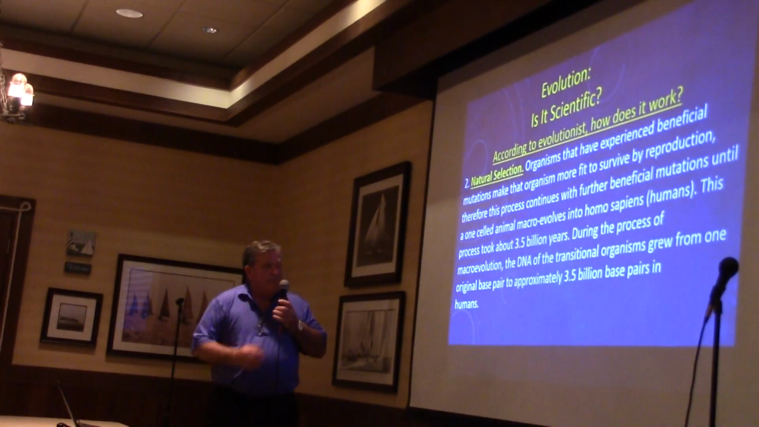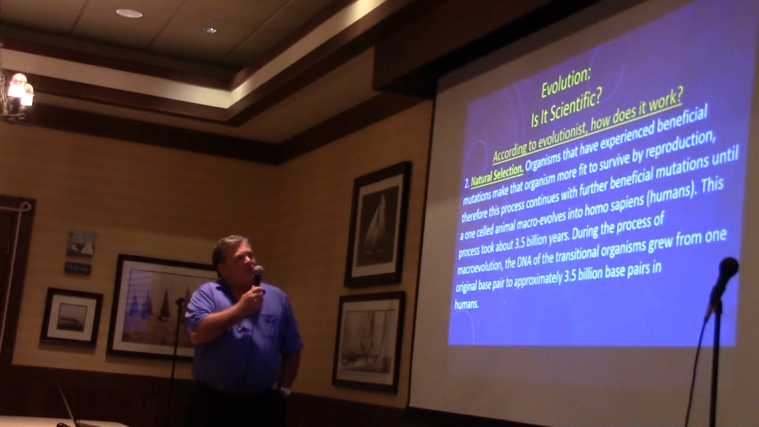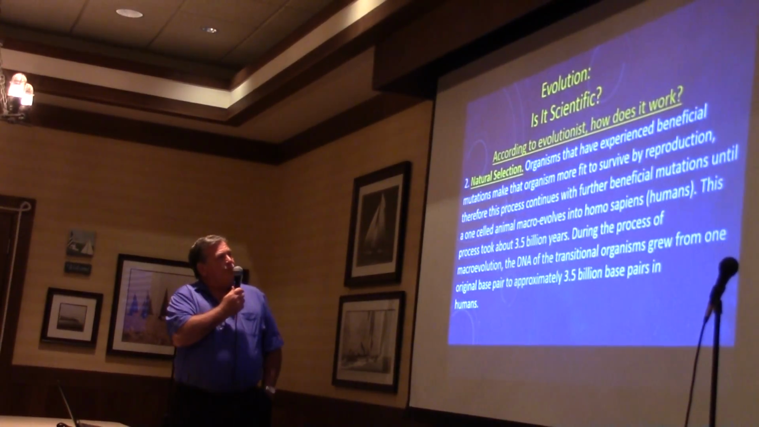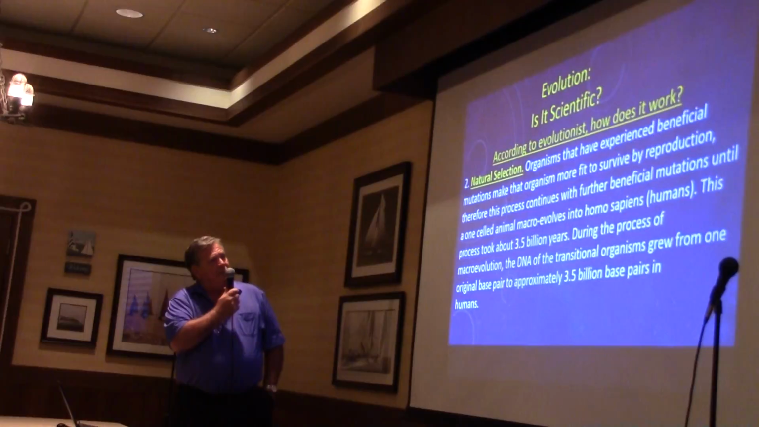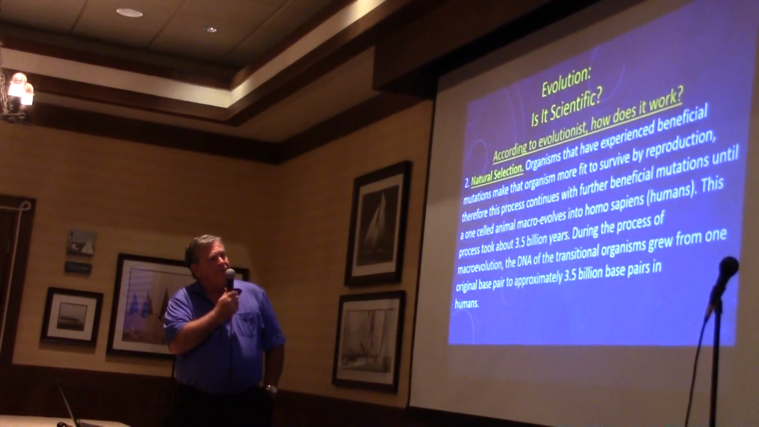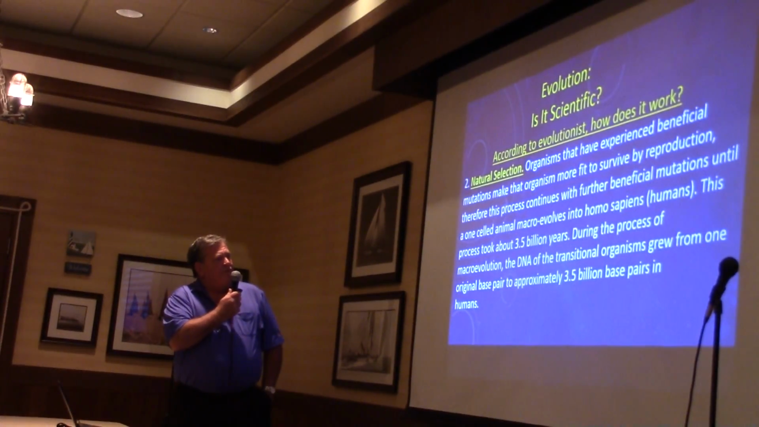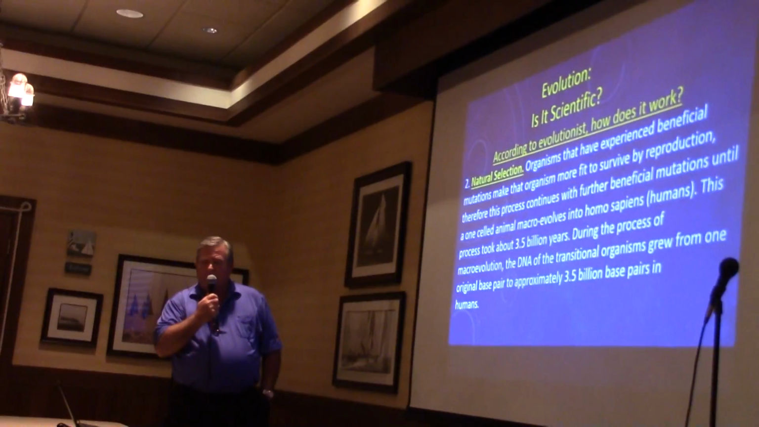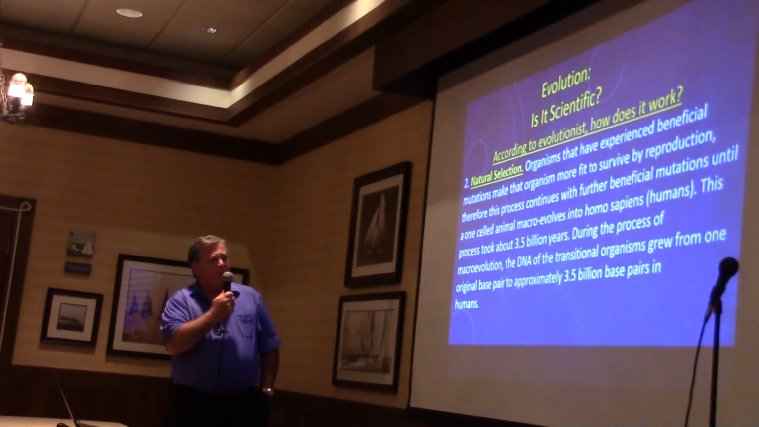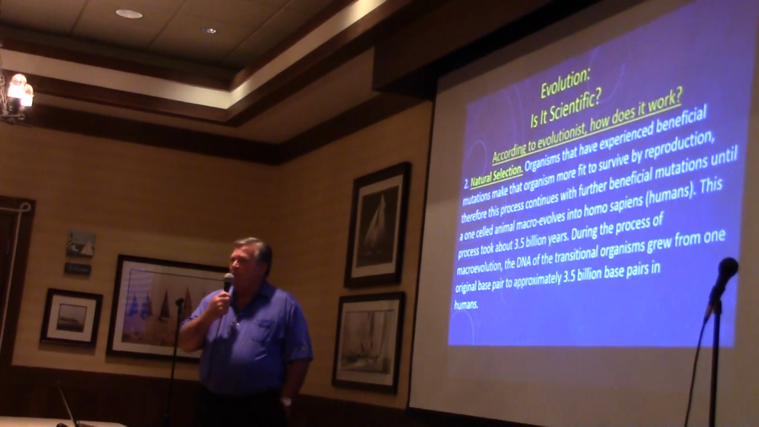Second step is called natural selection. Defined as organisms that have experienced beneficial mutations make that organism more fit to survive by reproduction. Therefore, this process continues with further beneficial mutations until a one-celled animal macroevolves into a Homo sapiens, humans. This process took about 3.5 billion years. During the process of macroevolution, the DNA of the transitional organism grew from one original base pair of DNA to approximately 3.5 billion base pairs in humans.